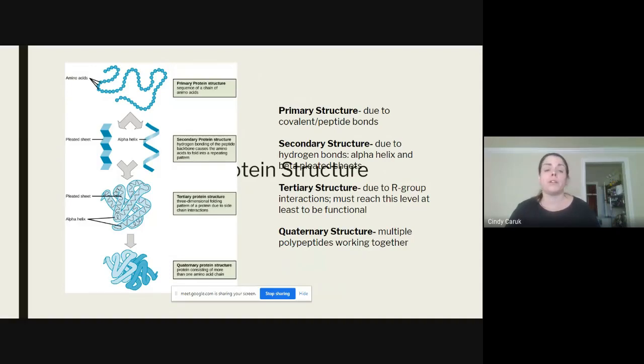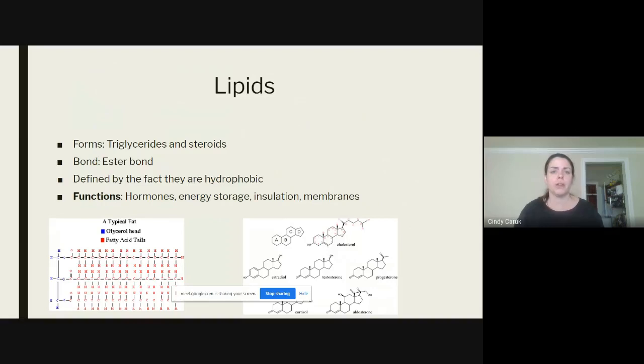And then quaternary is when you have more than one polypeptide. So collagen would be a good example, or your hemoglobin has 4 units. When a protein denatures, it's losing those bonds, the quaternary, the tertiary, the secondary, and it's getting down to that primary structure, which does not have a 3D structure, so the protein can't function. Structure defines function. Lipids don't have a monomer.